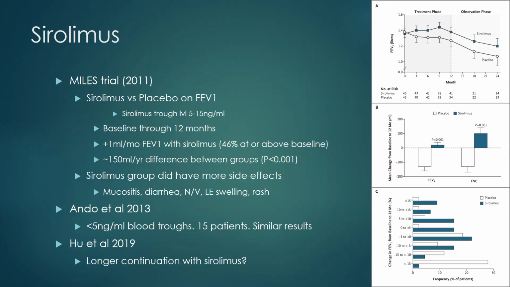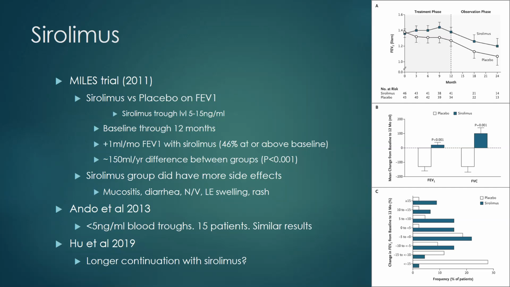What they found, and you can see this on the right side of the screen, is those in the sirolimus group actually had pretty good stabilization of their FEV1s as well as FVC. And actually about 46% of the sirolimus group had stayed at or were above their baseline FEV1. There was about a 150 cc difference per year between the two groups. Of note, there's also a difference of about 225 cc's in the FVC, with improvement in the FVC seen with the sirolimus group and better overall quality of life.